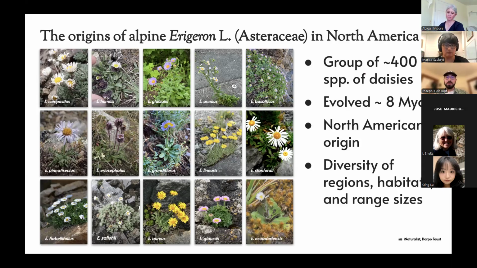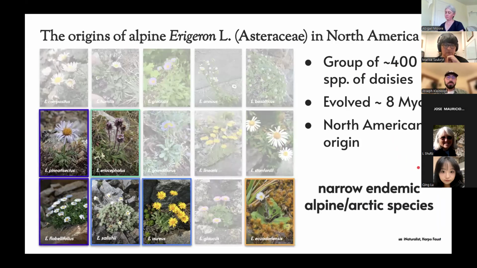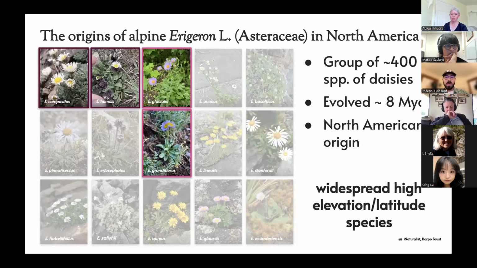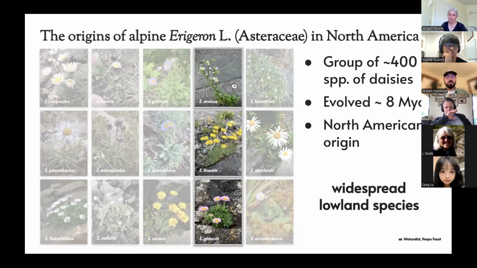And then there's a diversity of regions, habitats, and range sizes in this group. So we have taxa that are narrow endemics that are found in the alpine or Arctic, some taxa that are narrow endemics that are non-alpine, and there's a lot more than what I'm showing here. There's some really widespread high latitude or high elevation species, and then some widespread lowland species that are found all over the lowlands. Some of these are even invasive in other parts of the world. And so we have this huge diversity of taxa here.